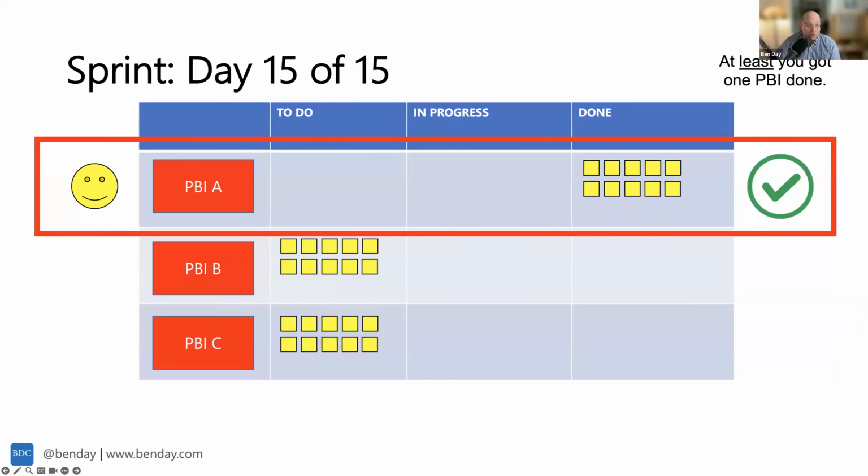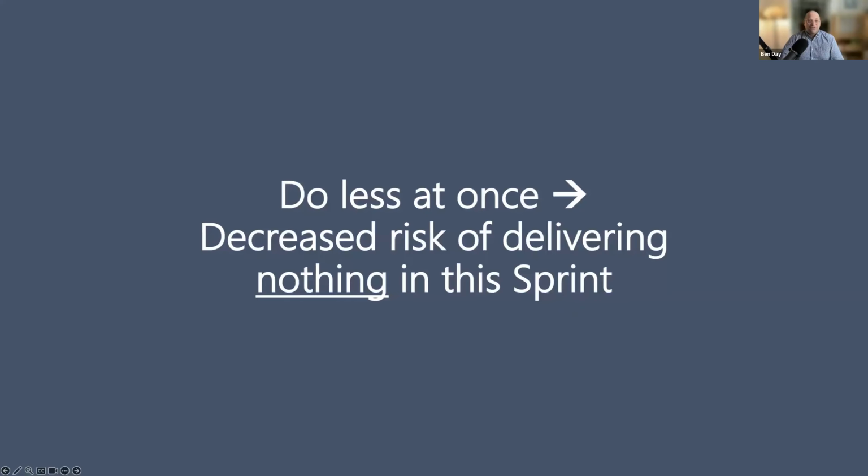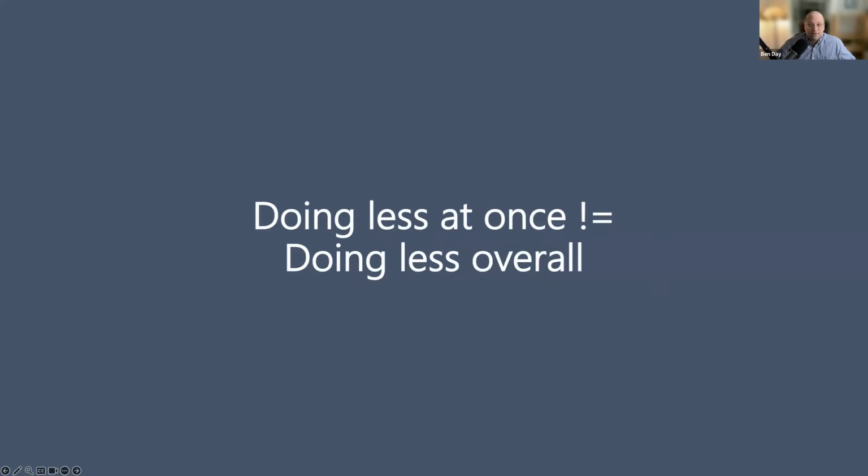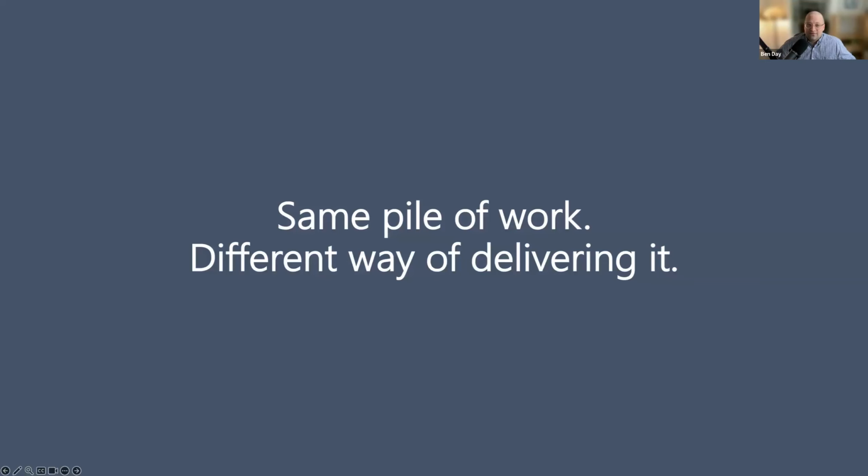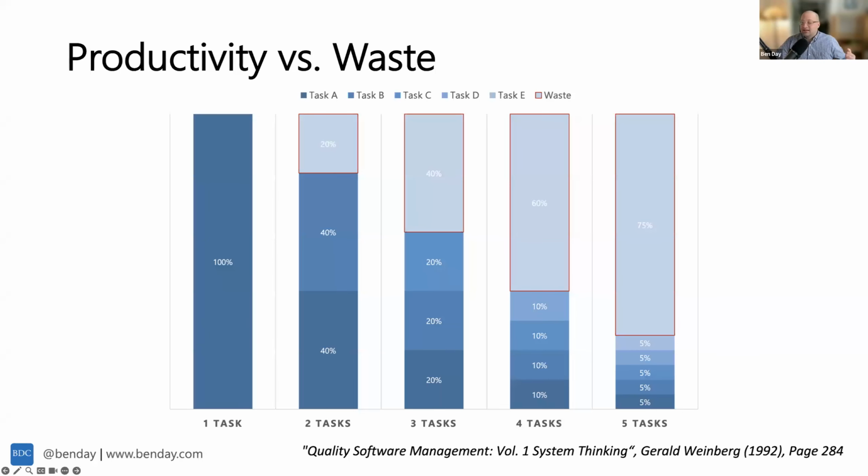If you work that other way, where the entire team brought PBI A, B, and C into progress on the first day, and day number 5 happens, you didn't get anything done at all in that sprint because you had, well, too much work in progress. So do less at once, and that gets to a decreased risk of delivering nothing in that sprint. Same pile of work, different way of delivering it, and you should be thinking a lot about this graph right here, trying to minimize the number of things that you and your team are worried about at one time.